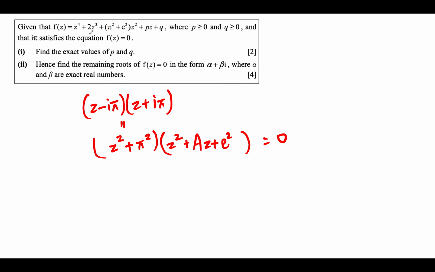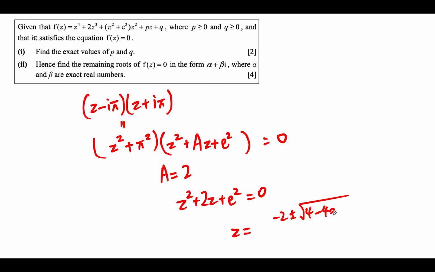So if you compare the coefficient of z cubed, you get a. See, z cubed comes from here, and it is the only place where z cubed can come from, so a is 2. Right, so we have to solve z squared plus 2z plus e squared equals 0. And from here, we can just use either our GC or our quadratic formula. Get z equals minus 2 plus minus square root of 4 minus 4e squared over 2, which is minus 1 plus minus square root of 1 minus e squared.